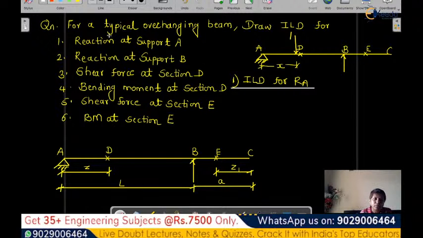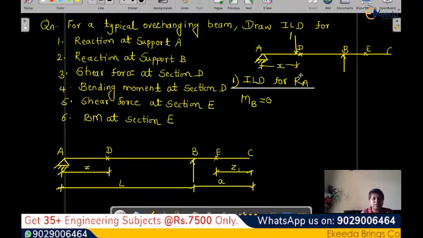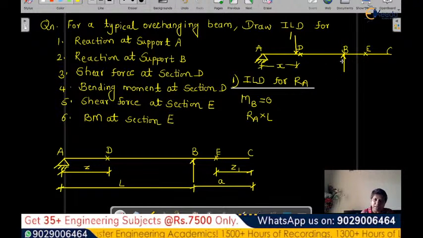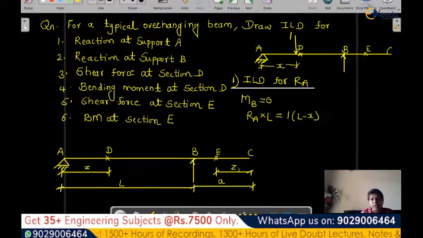So here let's do the calculation. To calculate the reaction at A, let's consider the moment at support B, which is equal to 0. How will the moment at B be? Moment means load into perpendicular distance. So RA into L, because this total length is L, minus 1 into this distance L minus X. So 1 into L minus X. Here I can write RA is equal to (L minus X) by L.